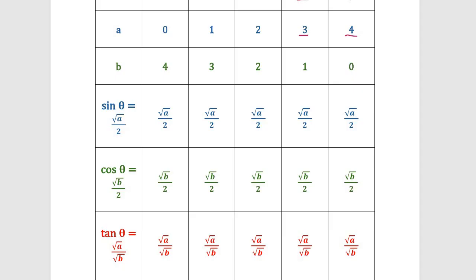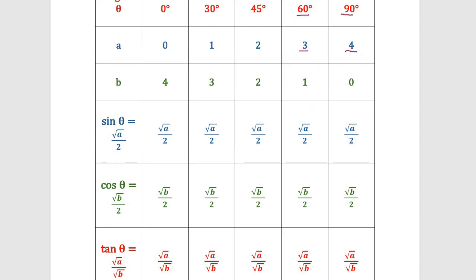Let us consider a value for cos theta. Cos 30 degree. For 30 degree, the value of b is 3. So we get cos 30 degree equals square root of b by 2, which means square root of 3 by 2. So the value of cos 30 degree is square root of 3 by 2.